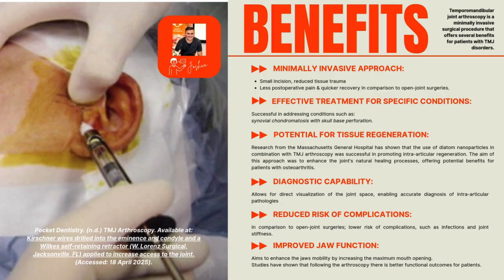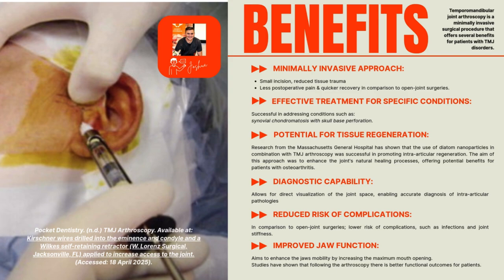Benefits of TMJ arthroscopy. Minimally invasive approach. TMJ arthroscopy only requires a small incision. This leads to reduced tissue trauma, resulting in less post-operative pain, as well as quicker recovery in comparison to open joint surgeries. Effective treatment for specific conditions. Arthroscopy of the TMJ has been shown to be successful in addressing conditions such as synovial chondromatosis with skull-base perforation.